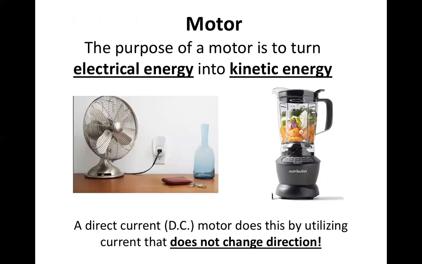So first, what is a motor? The purpose of the motor is to turn electrical energy into kinetic energy. And a direct current motor does this by utilizing a current that does not change direction. That might not be amazing until you look further into it. For example, you plug your blender into the wall, you've got electrical energy from the wall socket that turns into kinetic energy that rotates the blades to chop up your strawberries and mangoes and fruits and vegetables into your smoothie.